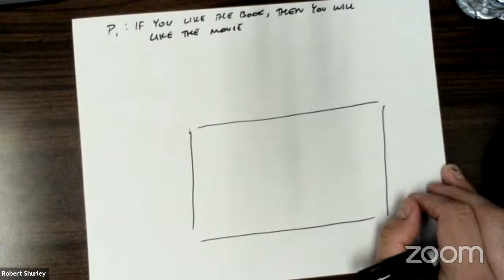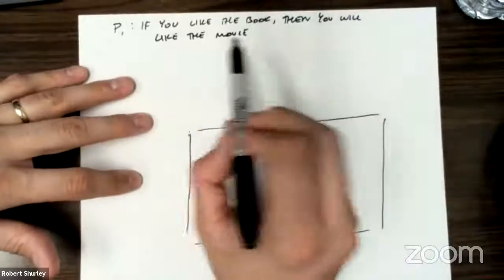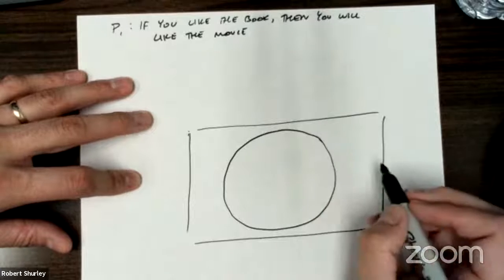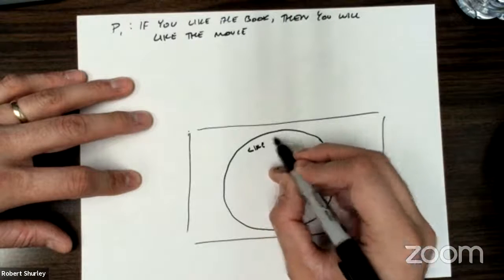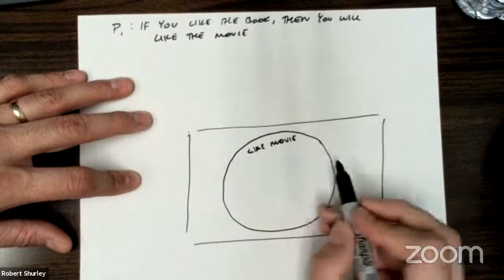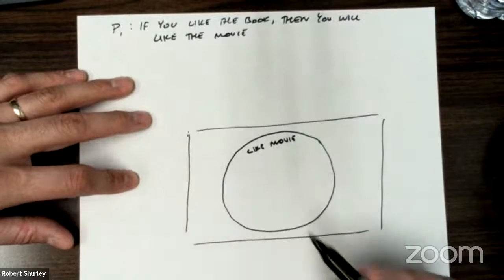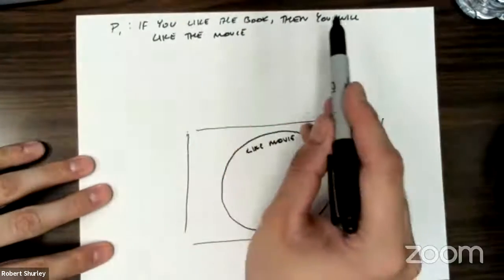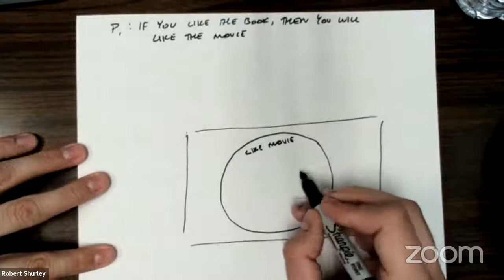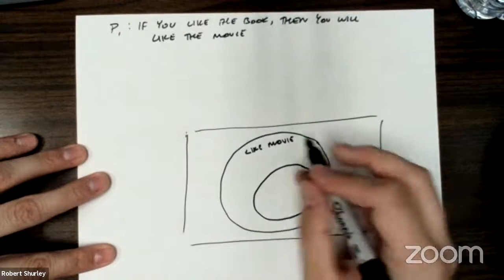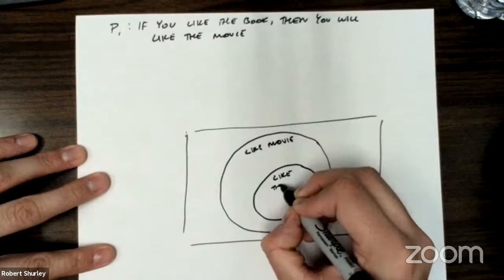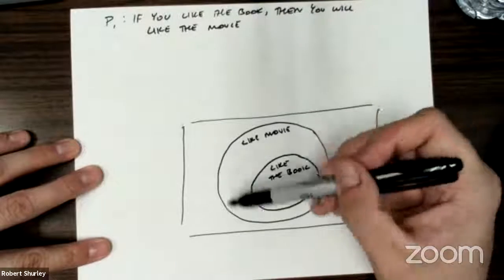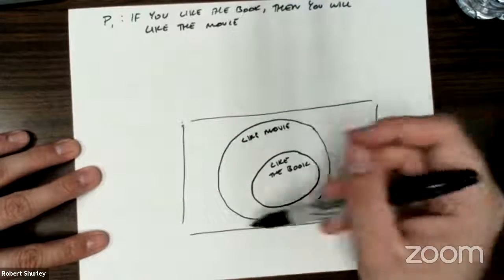If you've noticed a little pattern here, the then statement has always been the big bubble. You like the movie. Of all the people, some like the movie and some don't like the movie, right? The Venn diagram is really distinct here. You either liked it or you didn't like it. What we're saying is if you like the book, then you're definitely going to like the movie. You'll be in that bubble.